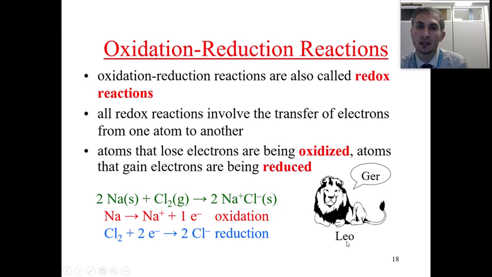LEO: losing electrons means oxidation, and gaining electrons means reduction. Metals lose electrons, it means metals oxidize. Non-metals gain electrons, it means non-metals reduce.